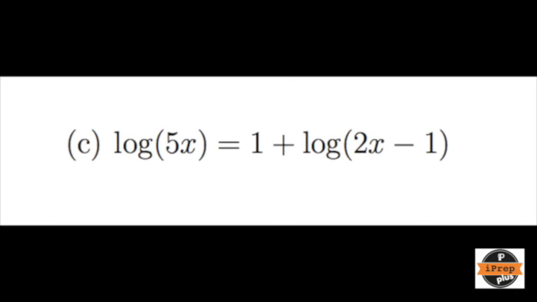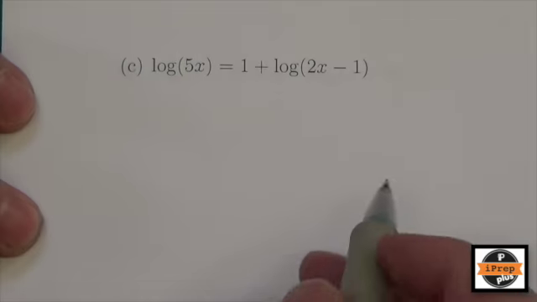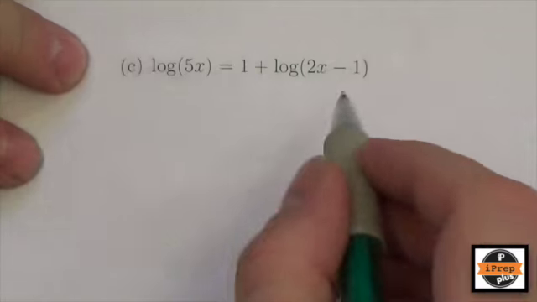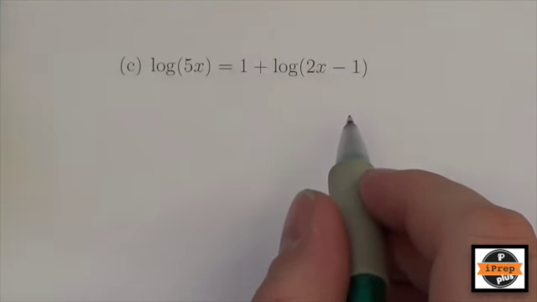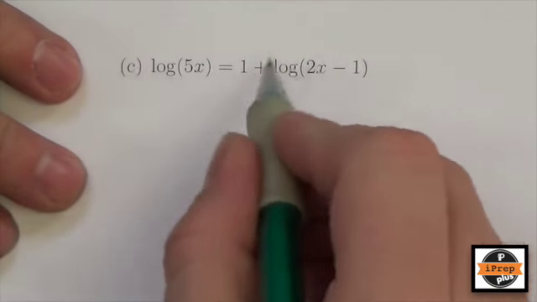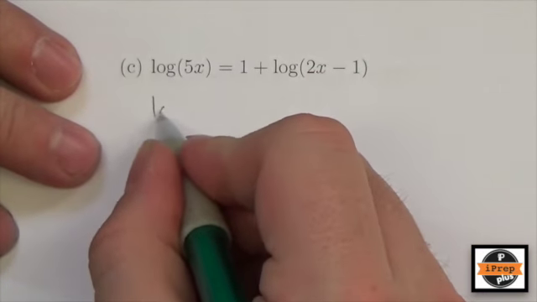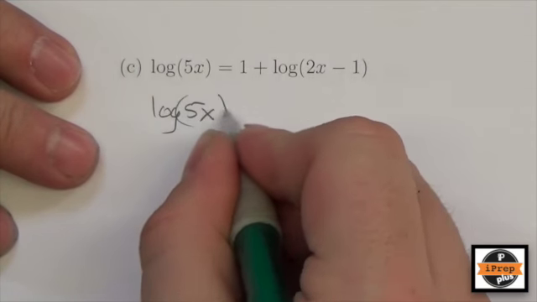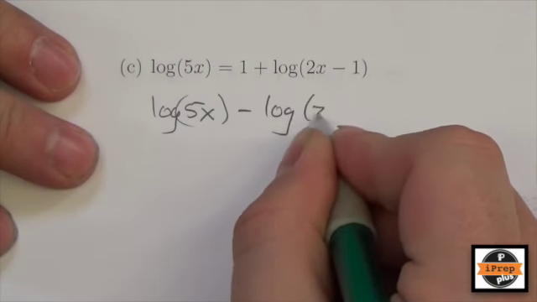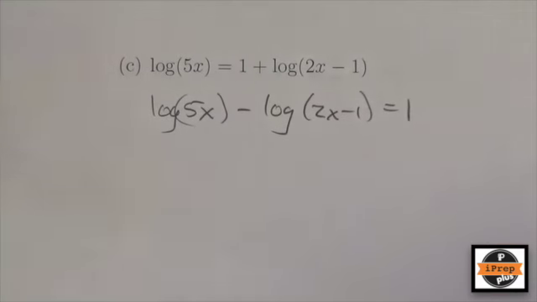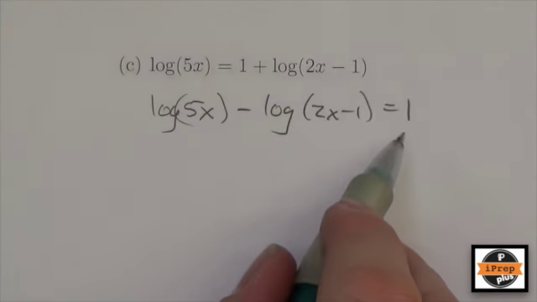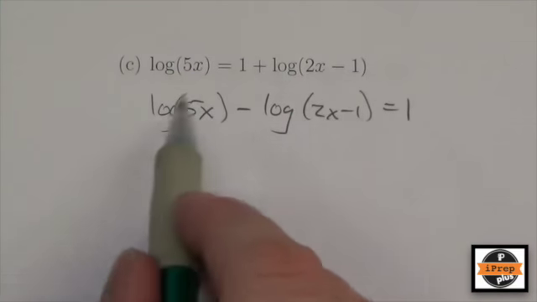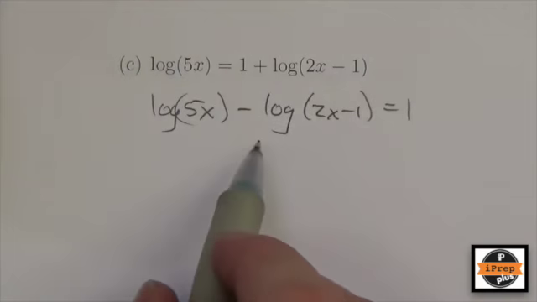Example 1C. This question, similar to the ones before it, is asking us to solve for x. That's a logarithmic equation. So again, following my friend's rule here, I'm going to bring all the logs to one side of the equation. So I'm going to bring that log of 2x minus 1 over. So this becomes the log of 5x minus the log of 2x minus 1 is going to equal 1. Now I left that 1 over there because I want to leave the constants on the other side of the equation. Once they're all over here, I'm going to combine them into one logarithm.